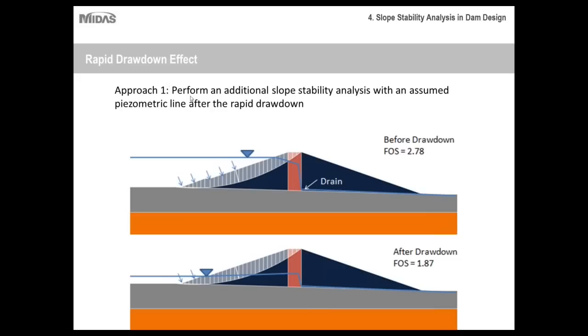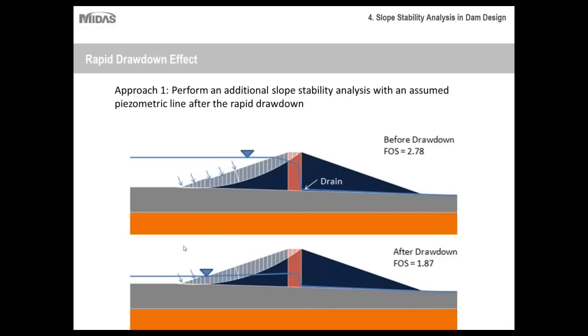So there are two ways you could analyze the effects of rapid drawdown. The first approach is to perform an additional slope stability analysis with an assumed piezometric line after rapid drawdown. In other words, you'd have a before and an after. Before rapid drawdown, here's your water level. You'd calculate the factor of safety by taking into account just the hydrostatic loading, and here it's about 2.78.